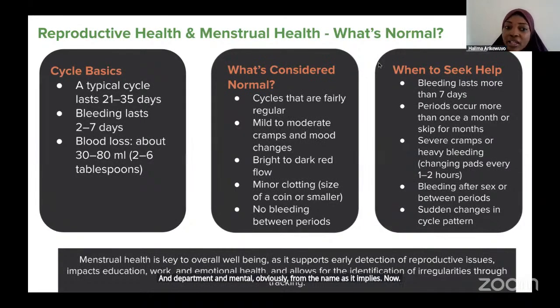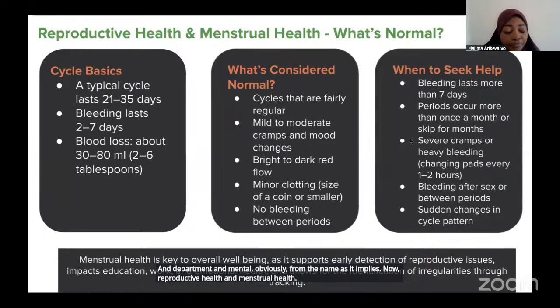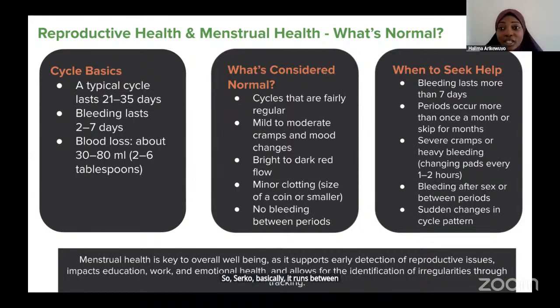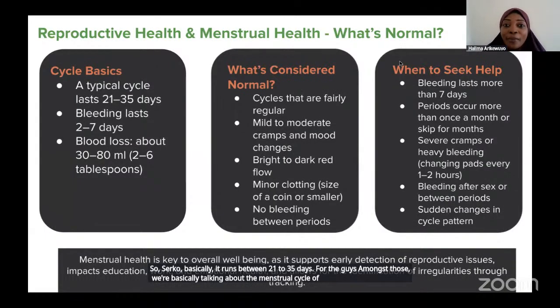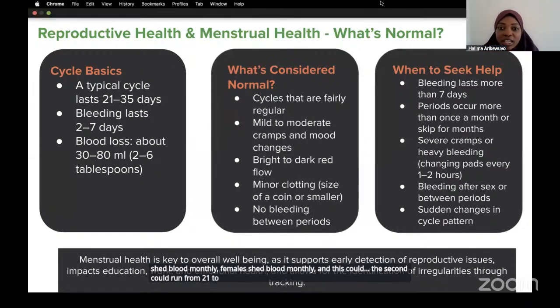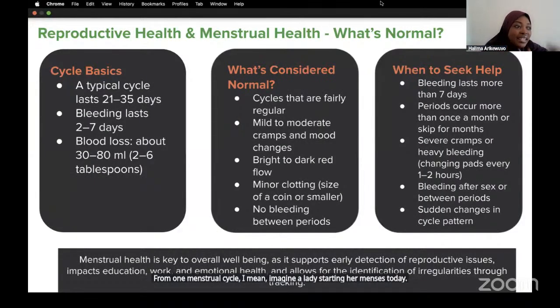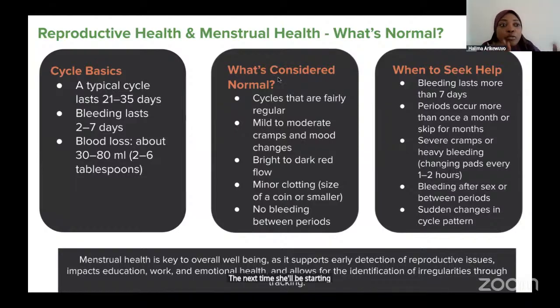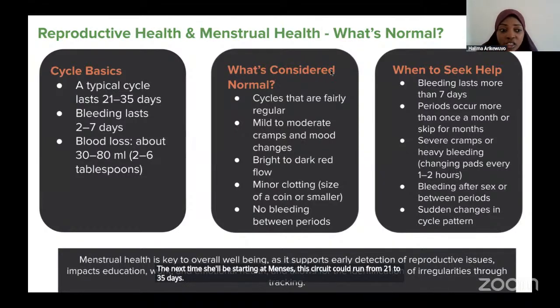Now, reproductive health and menstrual health, what is normal? So cycle, basically, it runs between 21 to 35 days. For the guys amongst us, we're basically talking about the menstrual cycle of a female, whereby females shed blood monthly. And the cycle could run from 21 to 35 days, basically from one menstrual cycle. Imagine a lady starting her menses today. The next time she'll be starting her menses, this cycle could run from 21 to 35 days, depending on the individual. And the bleeding is usually averaged between 2 to 7 days. Blood loss is between 30 to 80 mils.